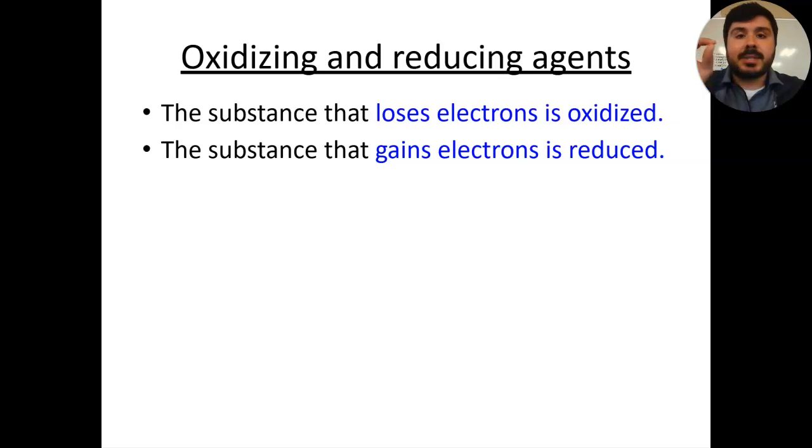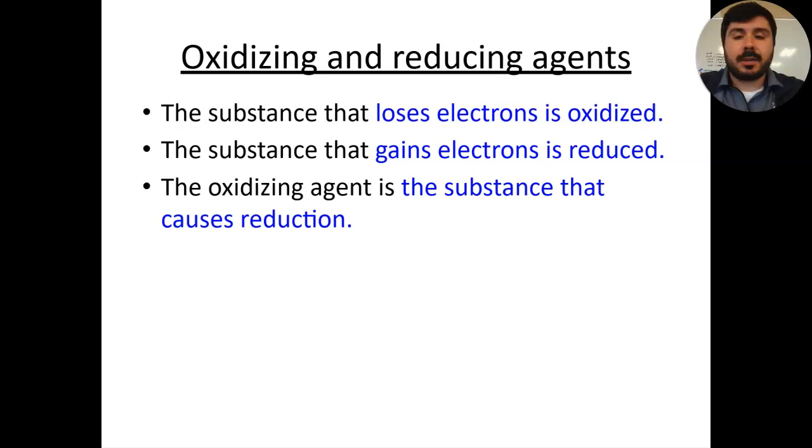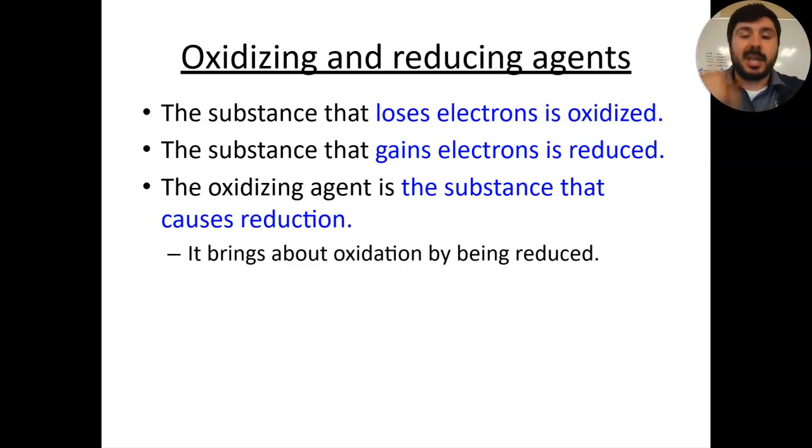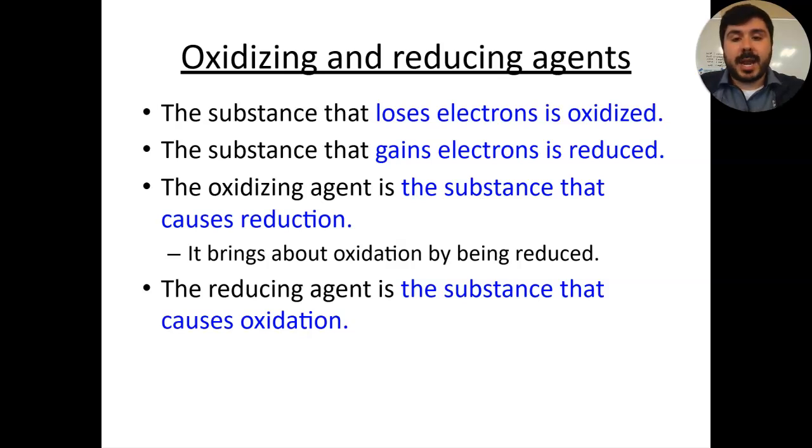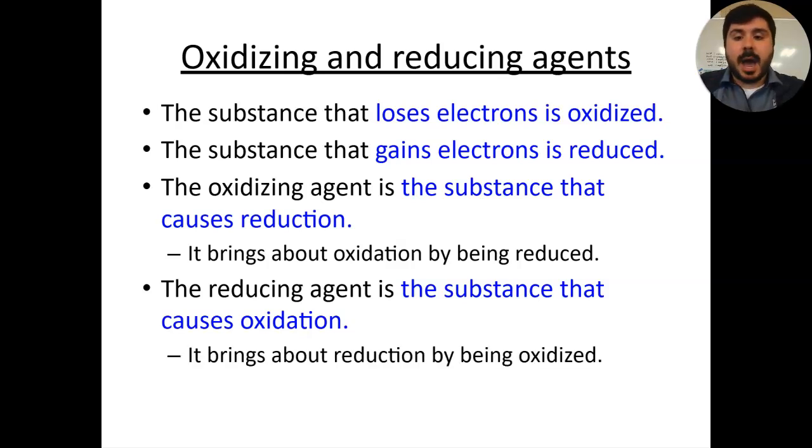But there's this concept known as the oxidizing and reducing agents that kind of flips things on its head a little bit, okay? Because the oxidizing agent is the substance that causes oxidation by being reduced. And the reducing agent is a substance that causes reduction because it is oxidized. Now, I totally get that that is a little bit confusing. And again, once we do some examples in class of this, it's going to make a lot more sense. But for right now, just hold on to these definitions here.